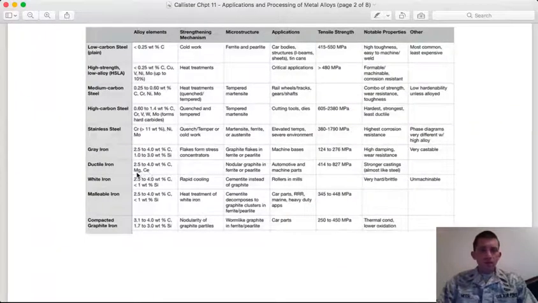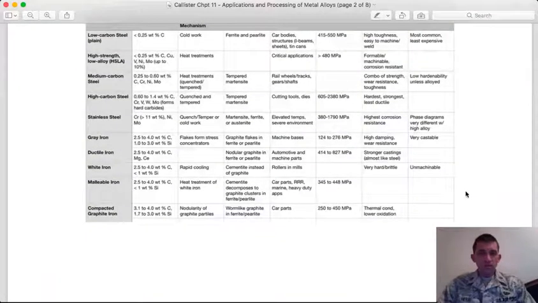If you add, I guess, yeah, there is magnesium. That was the one I couldn't remember. Magnesium or cerium, you can modify the microstructure, and instead of forming these graphite flakes, you get these graphite nodules, which are not as sharp as the flakes, and so you don't have the stress concentration factor, so you get an increase in strength here, and so these ductile iron castings can approach the strength of steel.